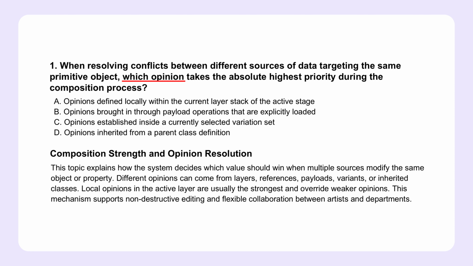So if we think of a 3D scene like a massive symphony orchestra, the local layer stack, which is option A, the correct answer, is the local conductor standing right there on the podium. Yes, they have absolute veto power over everything else. That is a perfect way to visualize it. Option D, the inherited class, is like the sheet music. Option B, the payloads, might be a guest soloist, but the local opinion is the conductor waving the baton. Right, and if the conductor says play this slower, it overrides the sheet music and the soloist. Precisely. This architecture is crucial because it allows an artist to make targeted tweaks to a shot without permanently altering the source assets on the network. So the local conductor wins.